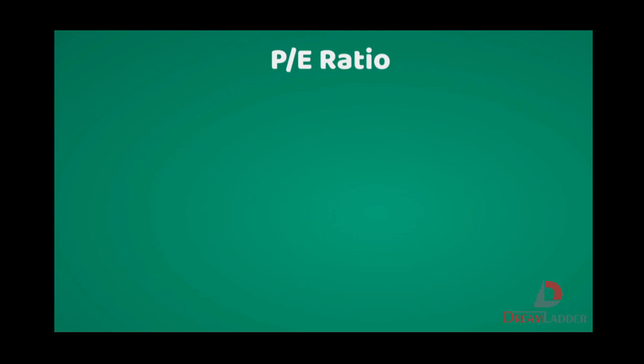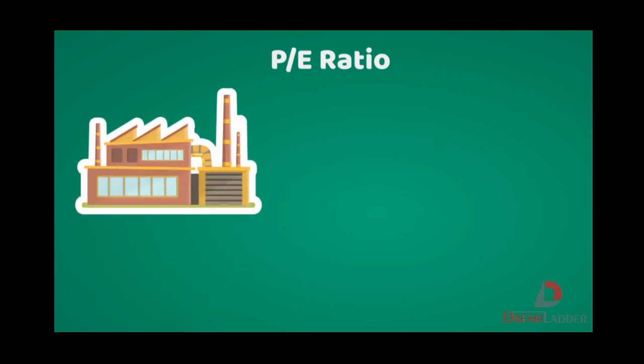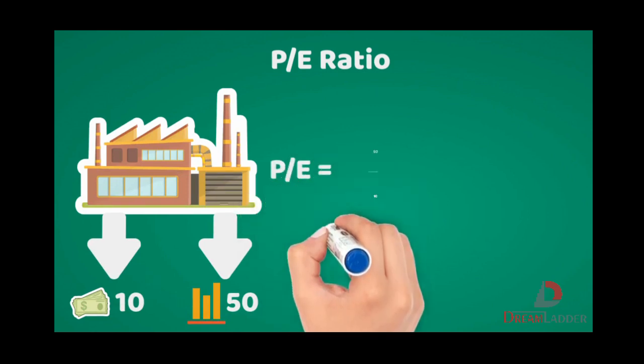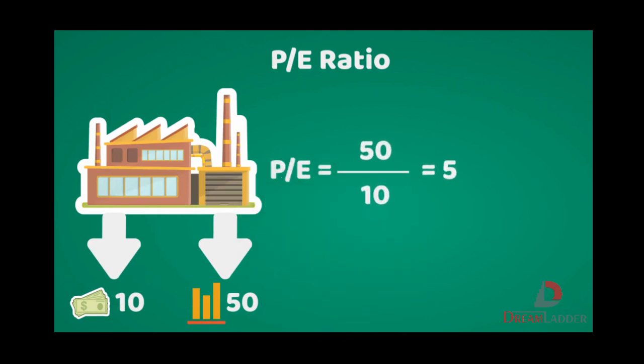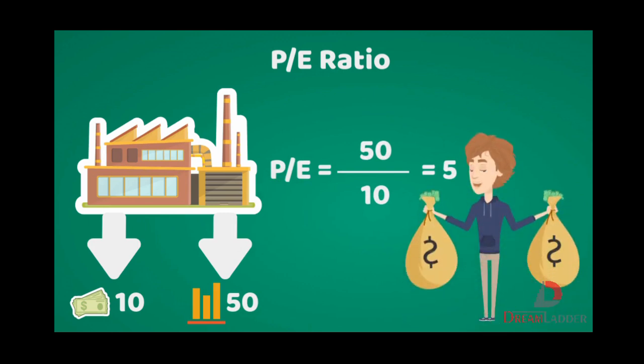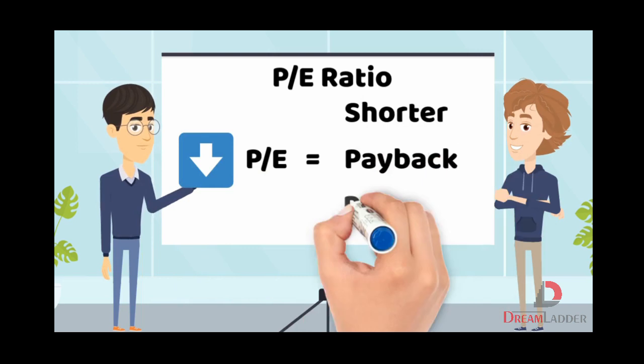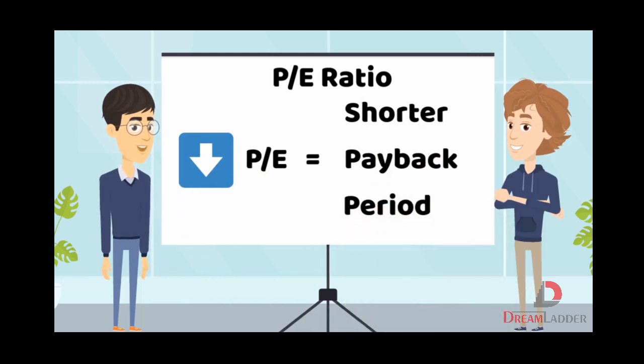For example, company A generates earnings per share of rupees 10 and trades at rupees 50. So the PE ratio is 5. This means an investor will be able to recover his original investment of rupees 50 in 5 years if every year the company distributes its entire profit. Low PE means a shorter payback period and hence makes an attractive investment.